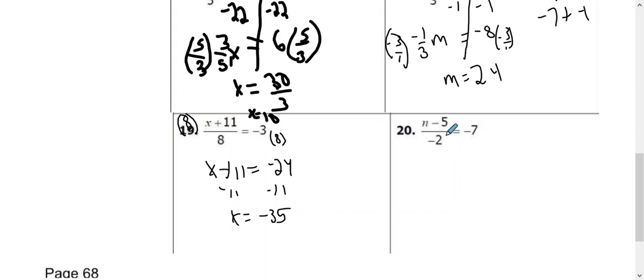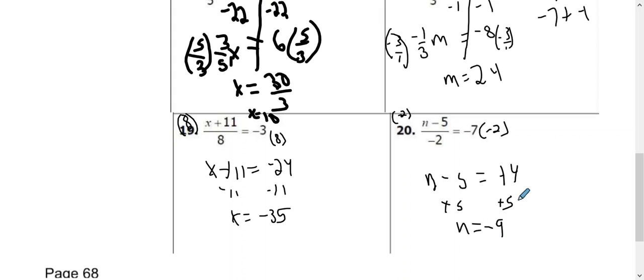Next one, again, a fraction bar, so you need to do that first, so times negative 2 on both sides. n minus 5 equals positive 14, because negative times negative is positive. Add 5, and n equals... Oh no, sorry, it's 19 because I read it wrong. That's 14 plus 5 is 19. And there we go. So that is how you solve them.